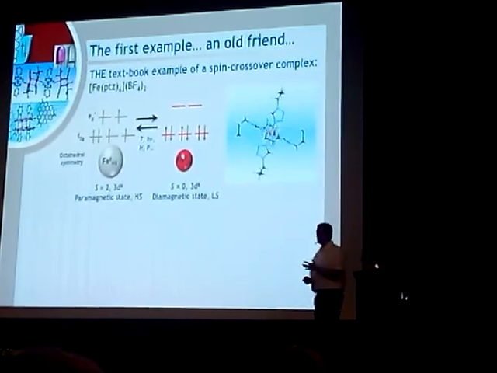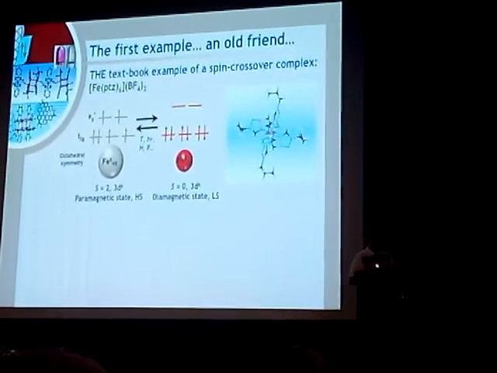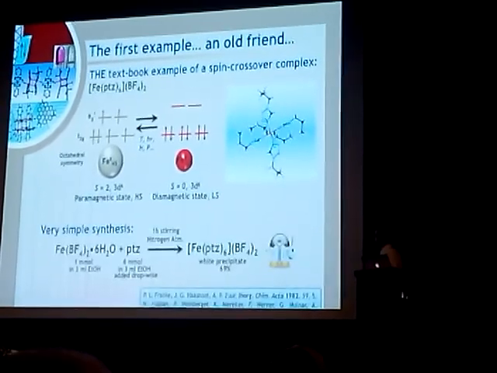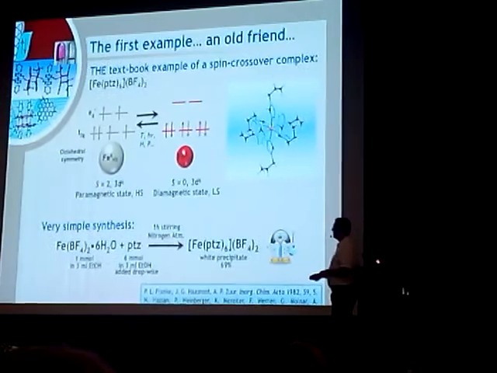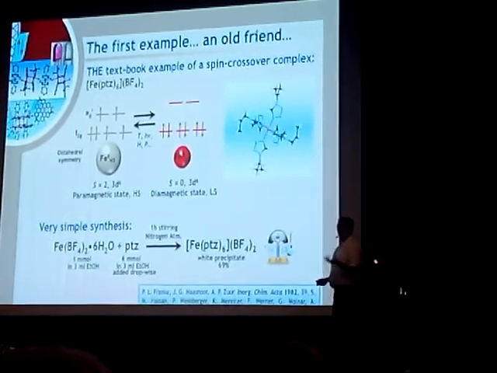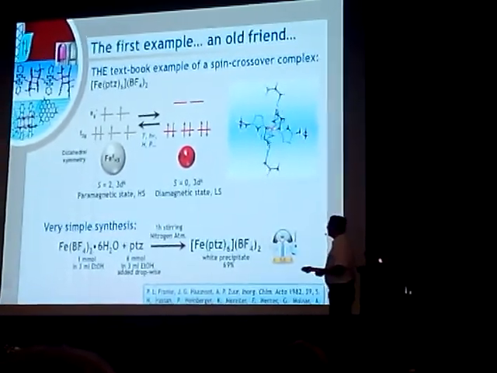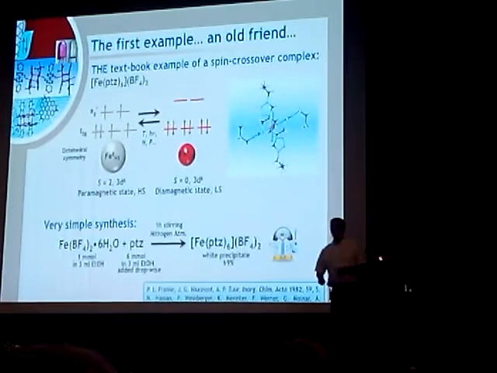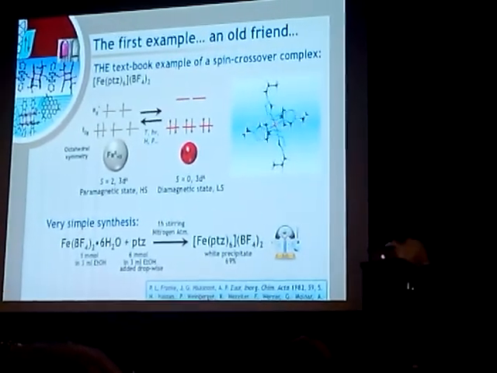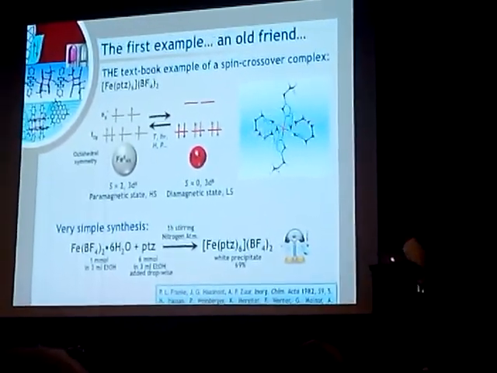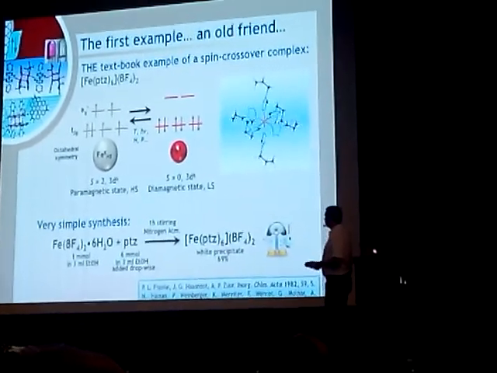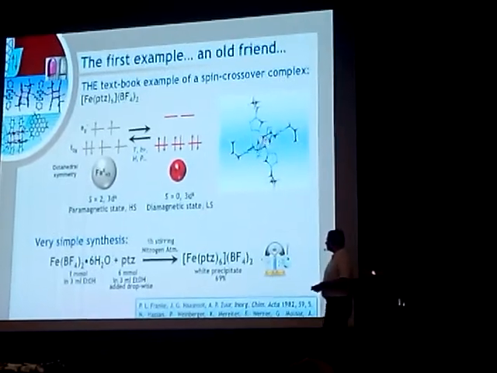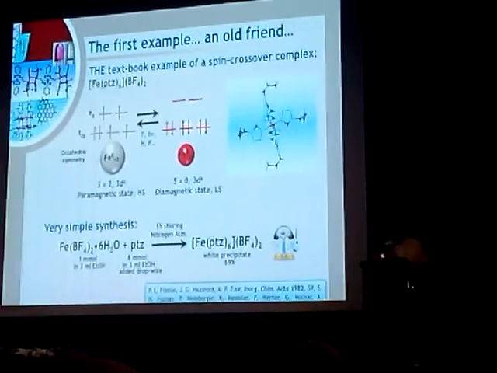So this compound is really something that even I can cook, because you can just take iron BF4 salt in ethanol, which is a solvent I know very well, and you just add some ptz ligand, also in ethanol, and you just stir them an hour under nitrogen, and you get a decent yield, about 70%.